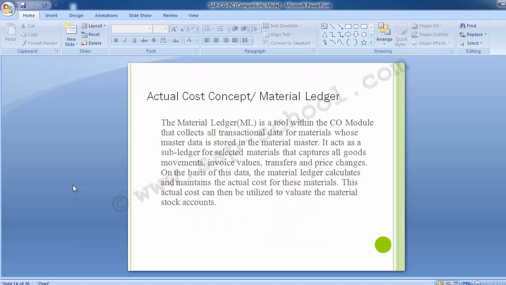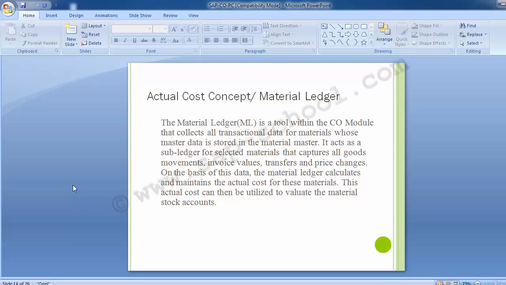Moving on now to the next, the actual cost concept or material ledger. This is the third component of product costing which we have not covered, but let's have a brief discussion on the material ledger. This is a very hot topic in the market because there are very few resources or consultants in the industry who relate to the material ledger part or the actual cost concept part.